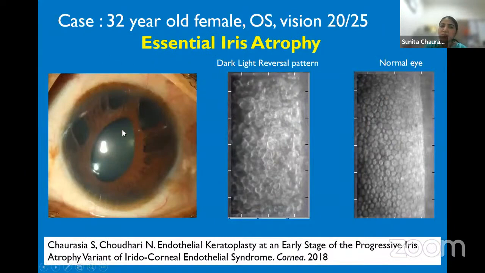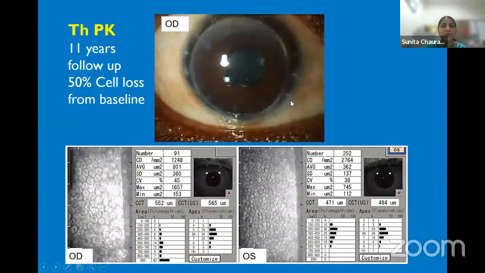Another indication is to map out the area of abnormality in ICE syndrome, which is very typically characterized by a dark-light reversal pattern of the corneal endothelial imaging. This helps in knowing the abnormality, even though the cornea may look compact and vision may be good, and it helps in mapping out the abnormal areas on the endothelium.